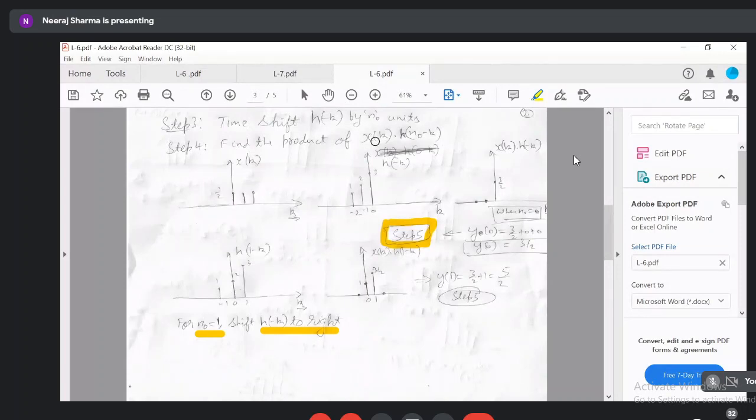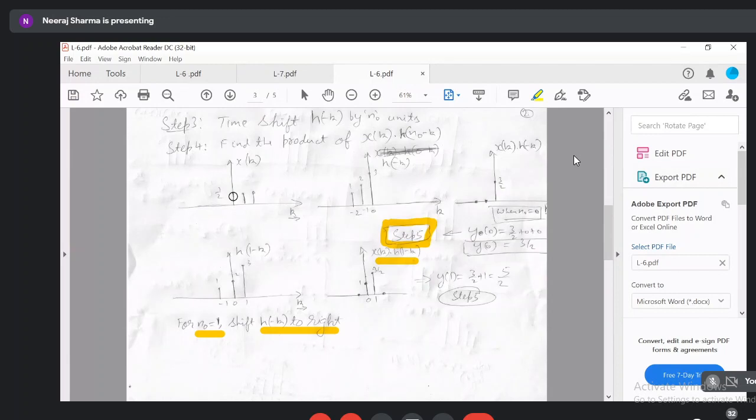Step number 4 says that find the product of xk with h n naught minus k. So again do the product of xk with this h1 minus k, right? So the product of xk with h1 minus k will be equal to, again do the sample wise product, right?